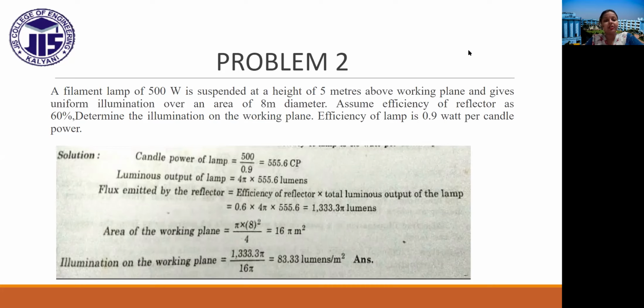So illumination on the working plane will be total flux emitted divided by the area. Illumination is always total flux by area, so it will be 1333.35 divided by 16 pi, and the unit of illumination will be lumen per meter square.